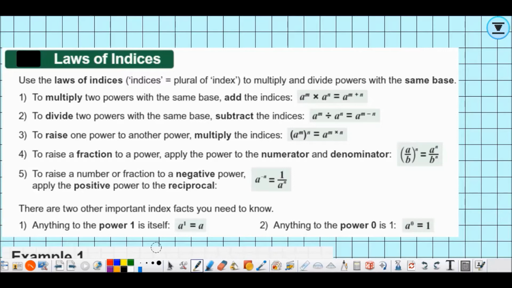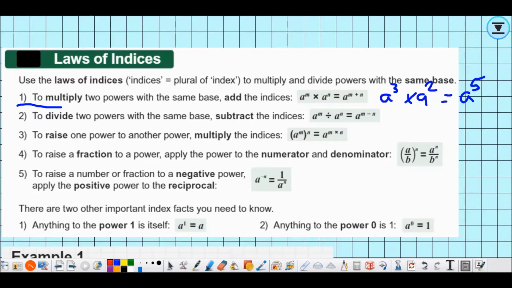So if you look at law number 1, to multiply two powers with the same base, you add the indices. So we've got a to the power of m times a to the power of n, and we just add the two indices together. So if we had a to the power of 3 times a to the power of 2, my answer is going to become a to the power of 5. So I'm just adding the two indices together.